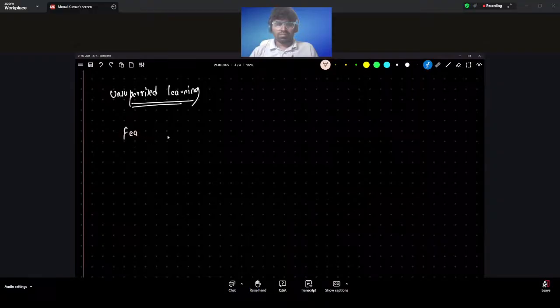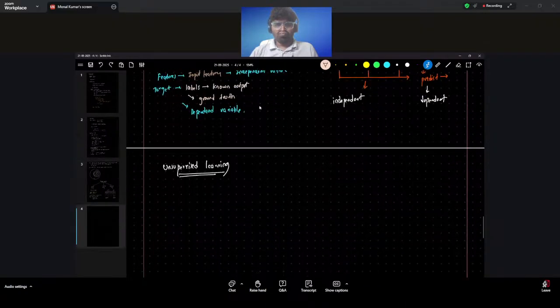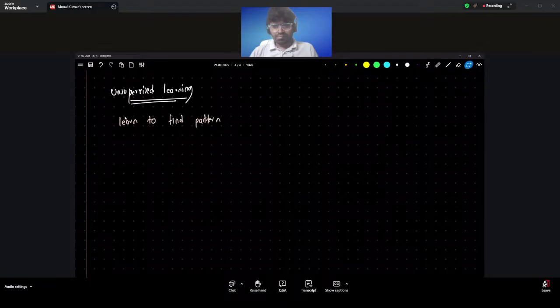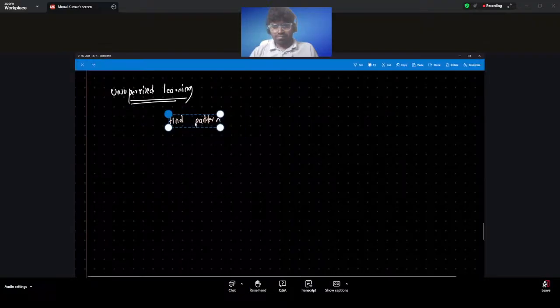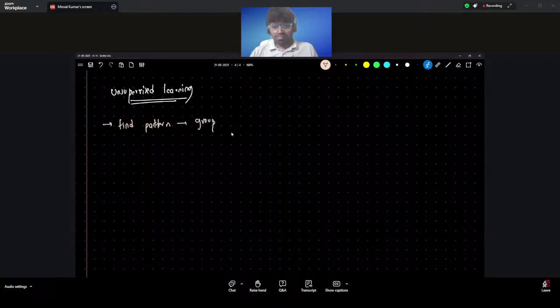In unsupervised, okay, let me write. Definition is not required, but here I will write the definition. Here what we do, we learn to find pattern. Here in unsupervised learning, we just look to find patterns, and by using that pattern, we group the data.